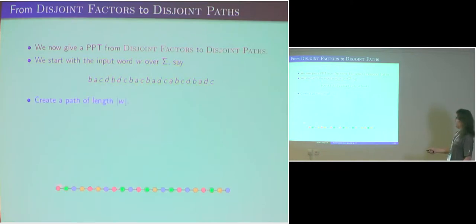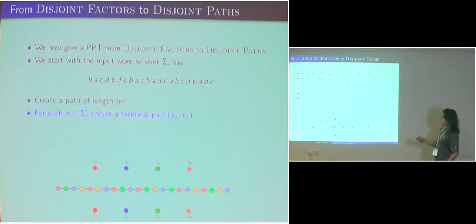So I now create the following graph. I create a large path with one vertex for each of those letters. I have colored them so that you can see that different vertices correspond to different letters. They are actually not colored in the graph, but it will be convenient to see it on the picture. Now for every letter from my alphabet, I create one terminal pair that needs to be joined. So for letter B, I've got S_B and T_B. For letter C, S_C and T_C, and so on.